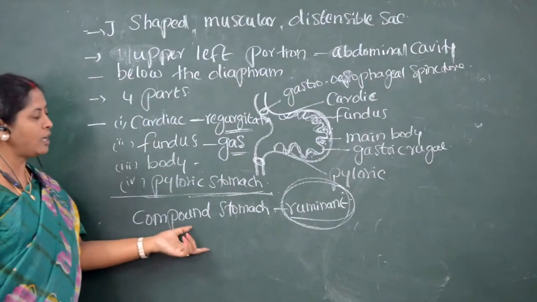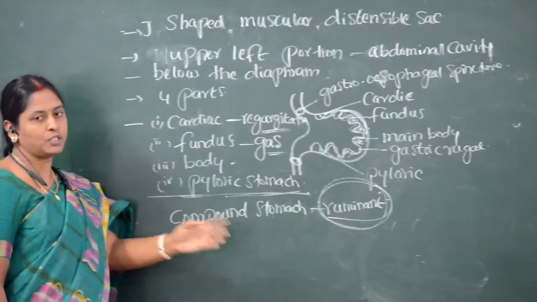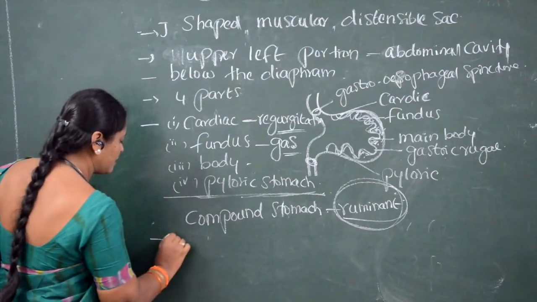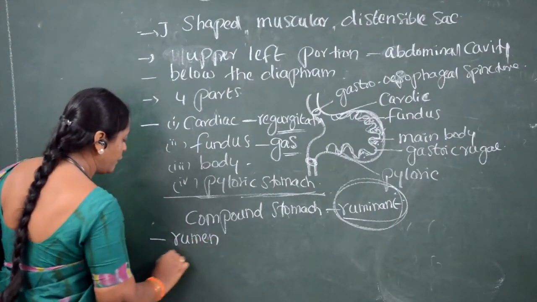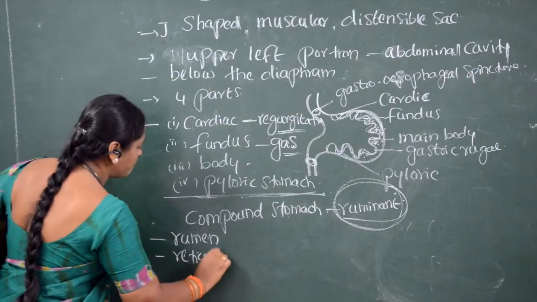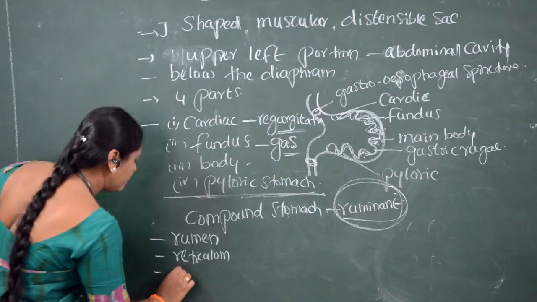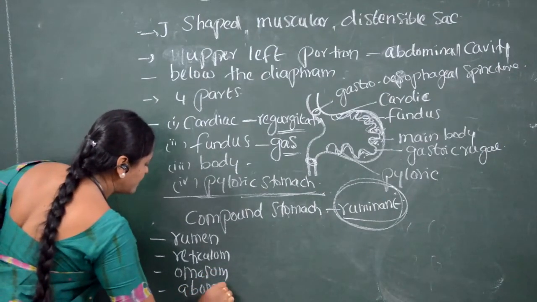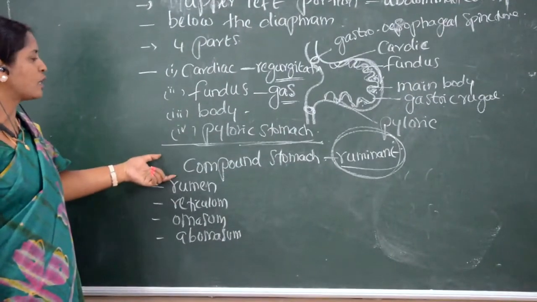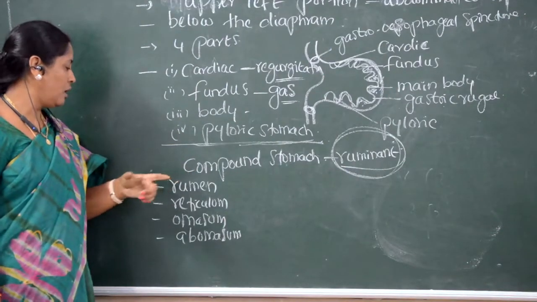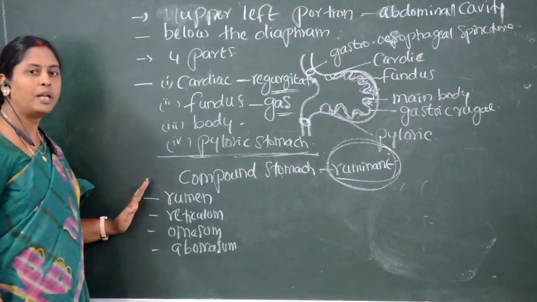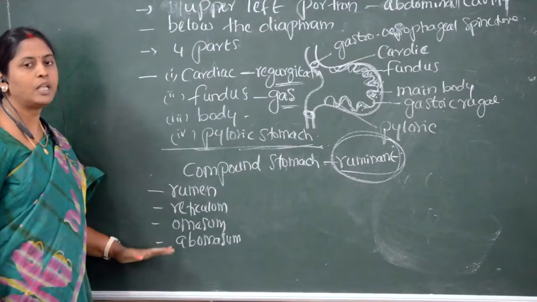The compound stomach of a ruminant organism consists of four parts. What are the four parts? Rumen, reticulum, omasum, and abomasum. So the four parts together we call the compound stomach. The parts in the compound stomach of a ruminant organism are rumen, reticulum, omasum, and abomasum.